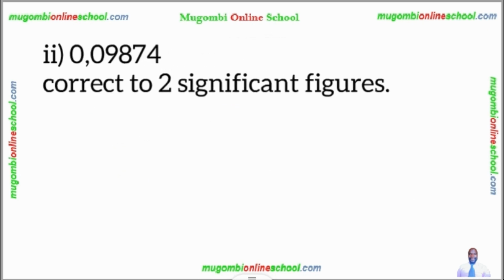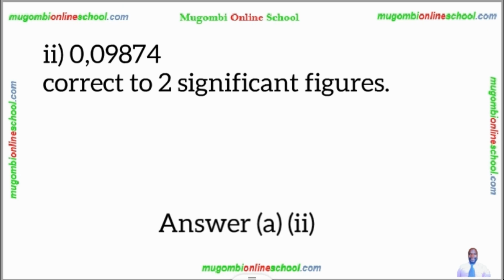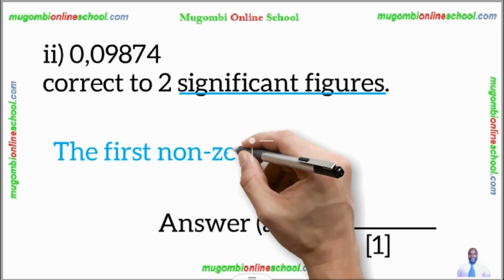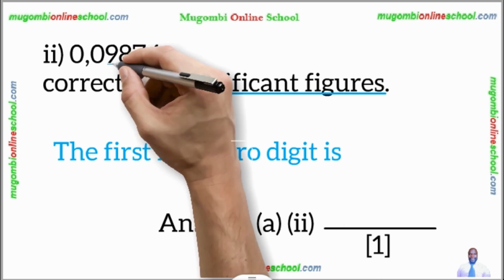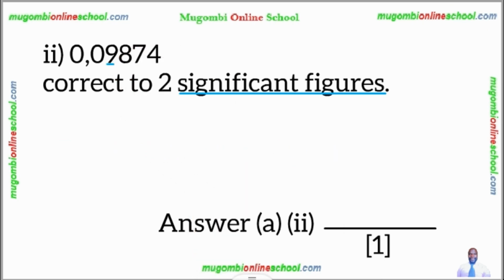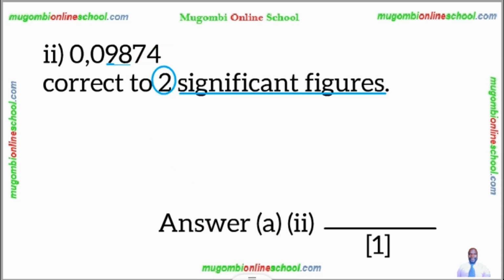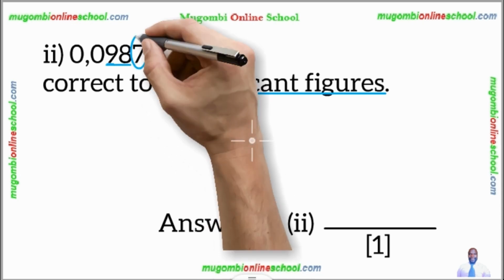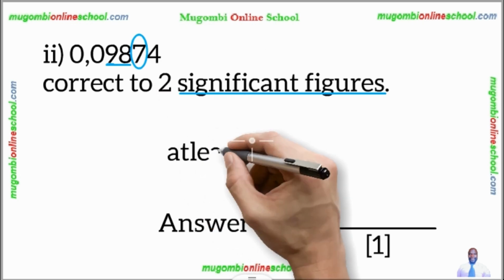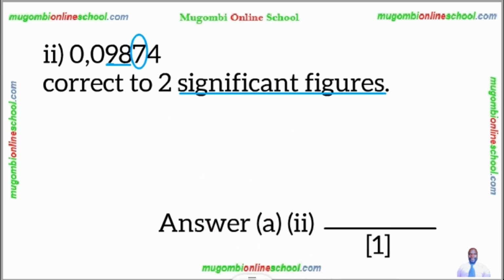Number 2, part 2: 0.0987 corrected to two significant figures. This is very, very important. We have to count from the first non-zero digit, which is 9, and we count 2 digits from 9. So let us count together: 1, 2. Then we look at the next digit, which is 7, and 7 is greater than or equal to 5.